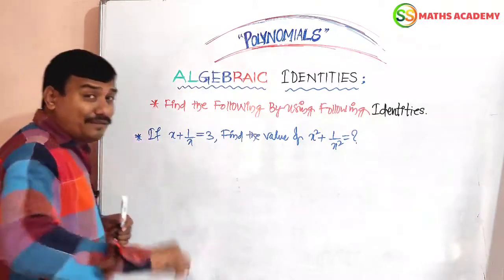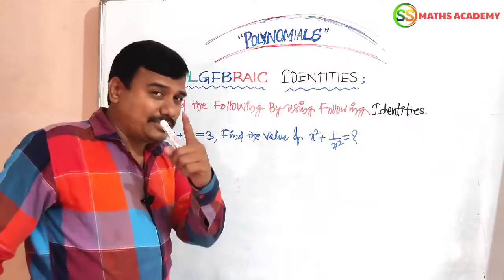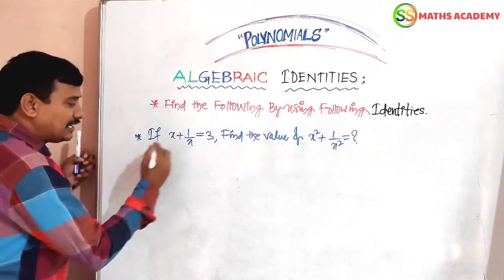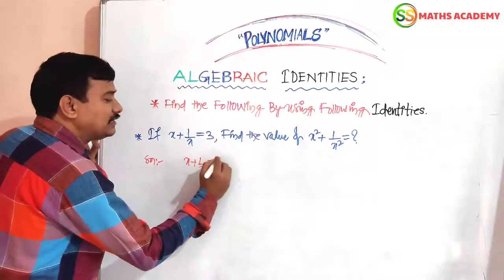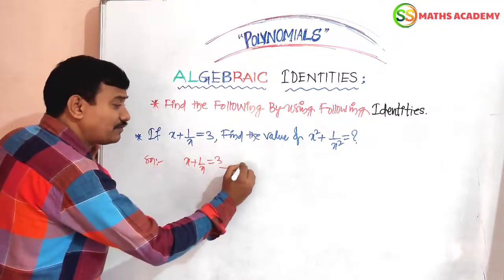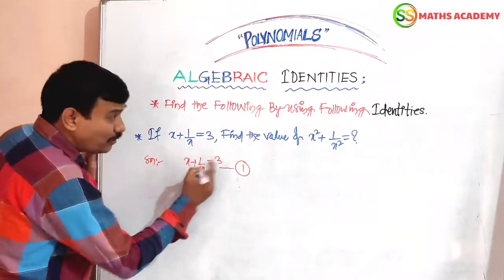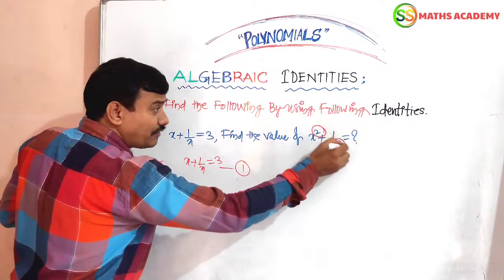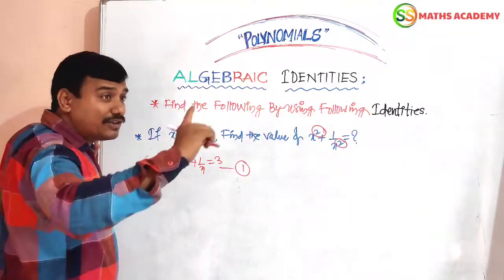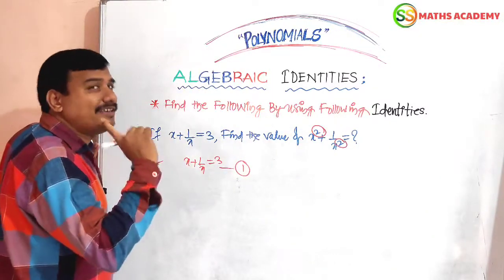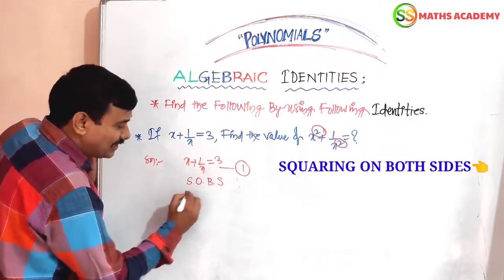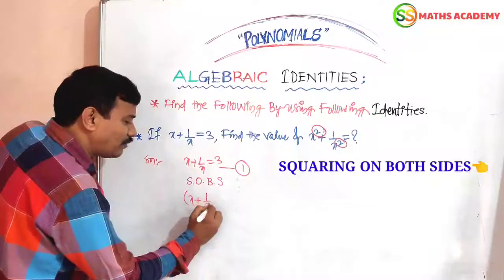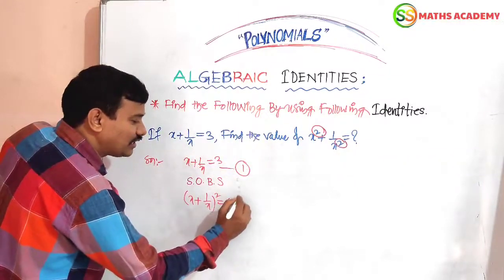Come to the point. What is given? Which one do we have to prove? That is important. What is given? x plus 1 by x equals 3 is given. Equation number 1, suppose. Now the answer is in terms of a square, in terms of power 2, which means squaring on both sides. Then (x plus 1 by x) whole square equals 3 whole square.